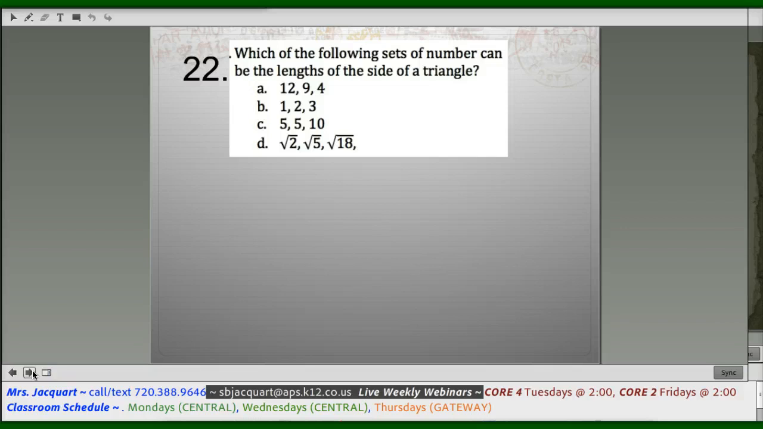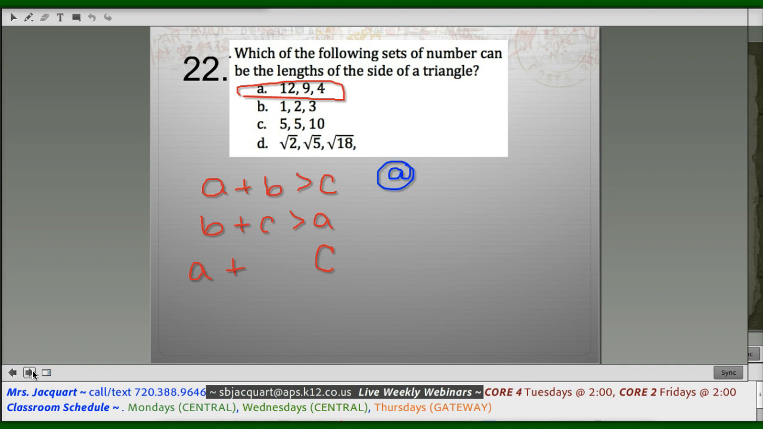So we're going to add the smallest numbers and make sure that they are still smaller than the biggest number, or that they're bigger than this. Hold on. Add the smallest numbers together and make sure that they're bigger than the third side, because A plus B has to be greater than C, B plus C has to be greater than A, and A plus C has to be greater than B. So, and where this falls apart, so let's look at A. We have 9 plus 4. Is that greater than 12? Yes, so that one is a triangle.